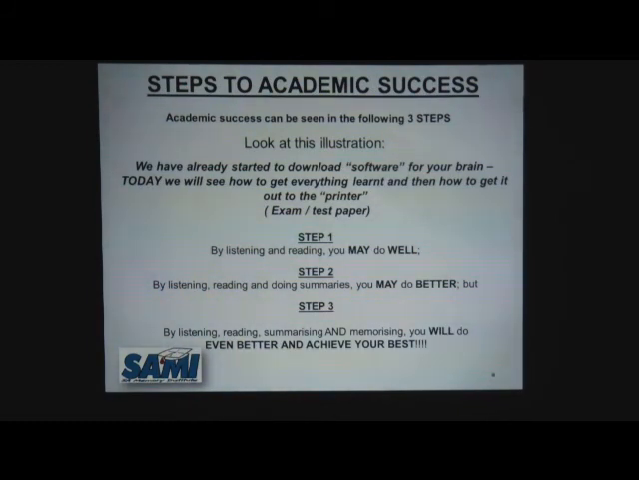Look at this illustration, for example. We have already started to download software for your brain. Today we'll see how to get everything learned and then how to get it up to the printer, the exam or the test in this example.